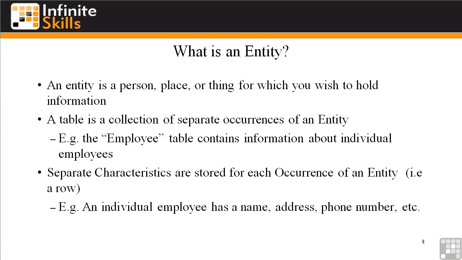Now, each separate characteristic of an entity becomes a column in the table, just like we had last name for employee and first name for employee. Those are characteristics, columns from a table. Each occurrence of an entity, in other words, one employee, is on one row. So the employee table is actually a collection of employee entities. It sounds kind of heartless, but that's the way we refer to it in database language.